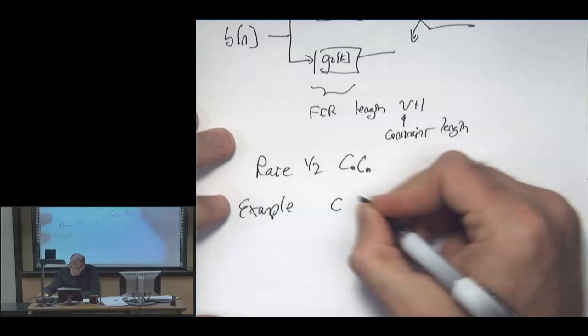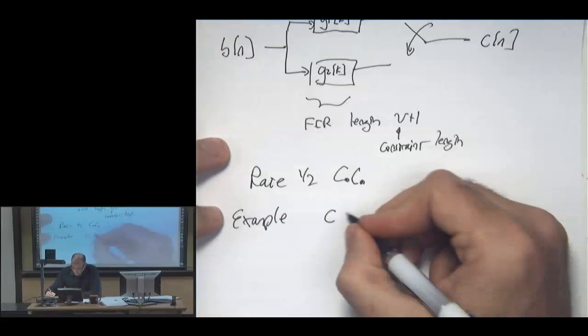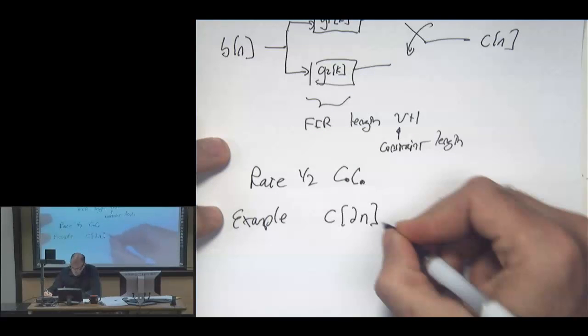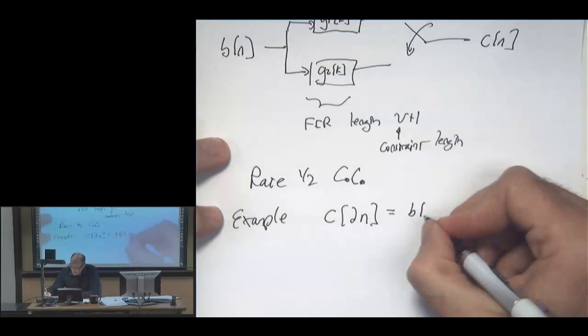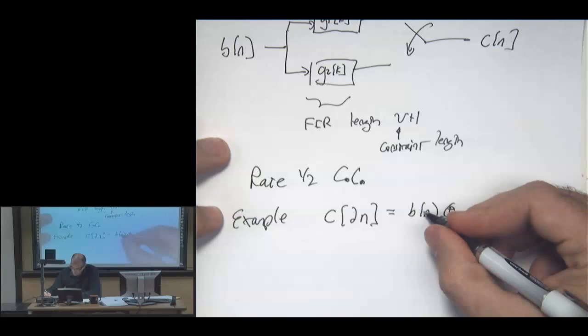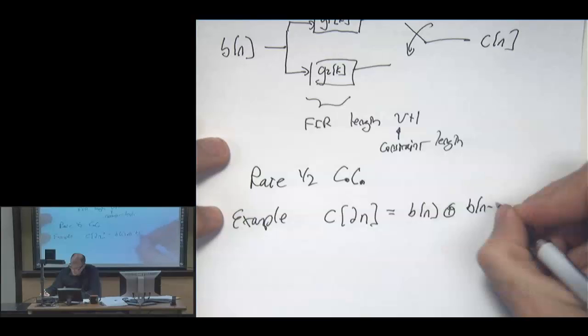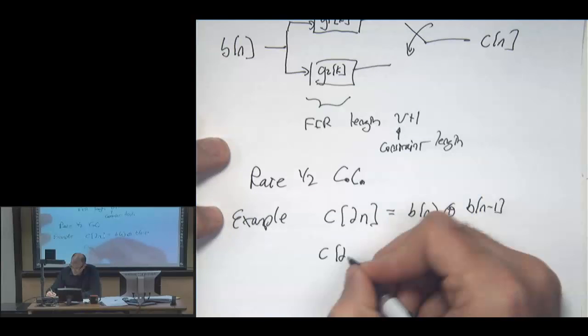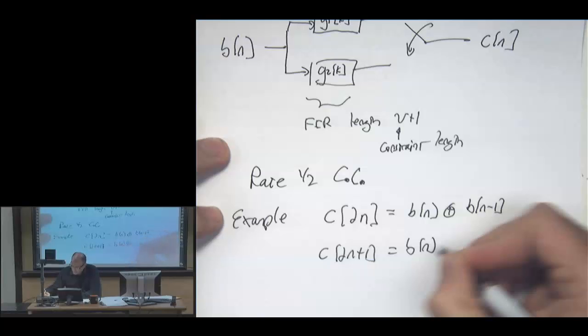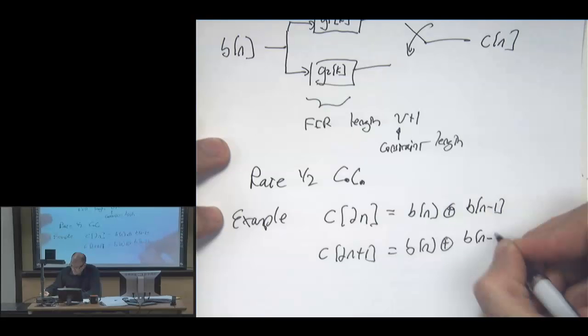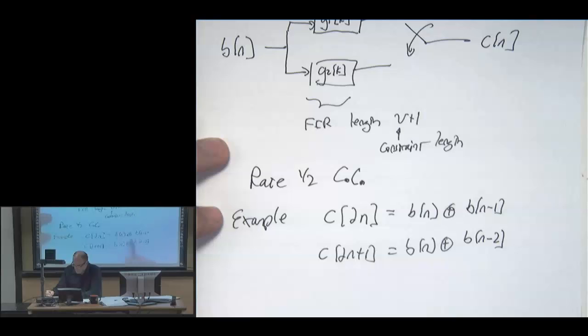So for example, my coded bit stream here, I could create every even output by taking the binary sum of the current and previous bit. And I could create every odd output by taking the binary sum of the current and the second previous bit here. So this is just a simple FIR filtering operation, and I'm just using the 2n here because that's the interleaving operation.